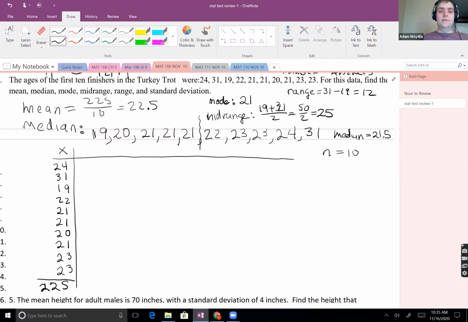And does it make sense? Because it's a lot more work than any of those others, the standard deviation is going to have a slightly higher point value than the rest. For the standard deviation, we're going to take our mean, which is 22.5.